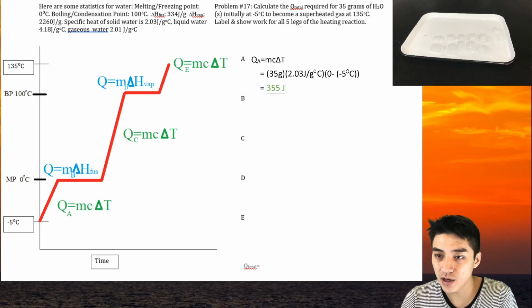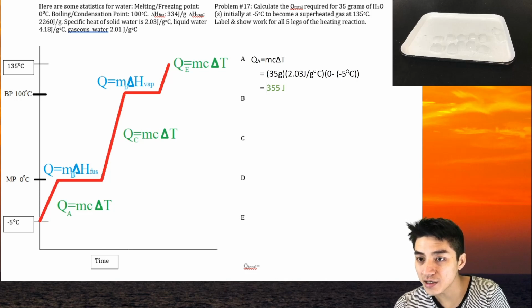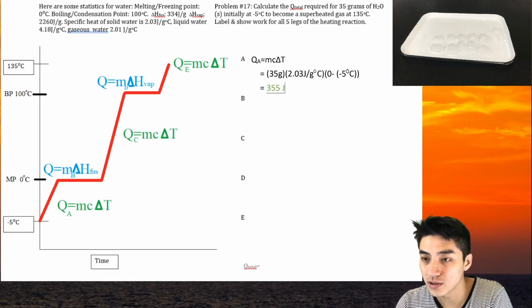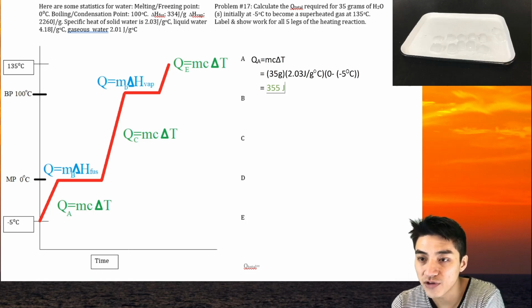I need to start from the bottom of the graph first. So initially, I'm at negative 5 degrees Celsius, and leg A ends at 0 degrees Celsius. Because there's a temperature change, I need to use the equation Q_A = mcΔT. And then I plug in my 3 values. So mass is 35 grams. Specific heat is 2.03 joules per gram degrees Celsius. And then my temperature change is T final minus T initial. So leg A ends at 0 degrees Celsius, and then I'm going to subtract negative 5 because that's where it starts initially. So once I multiply those 3 values together, my total energy for leg A is 355 joules.